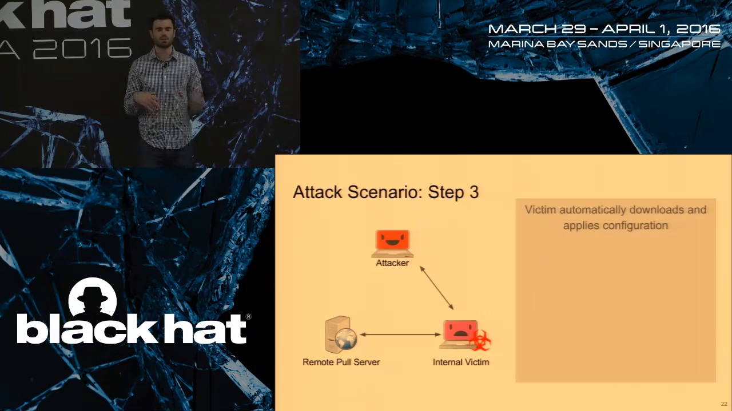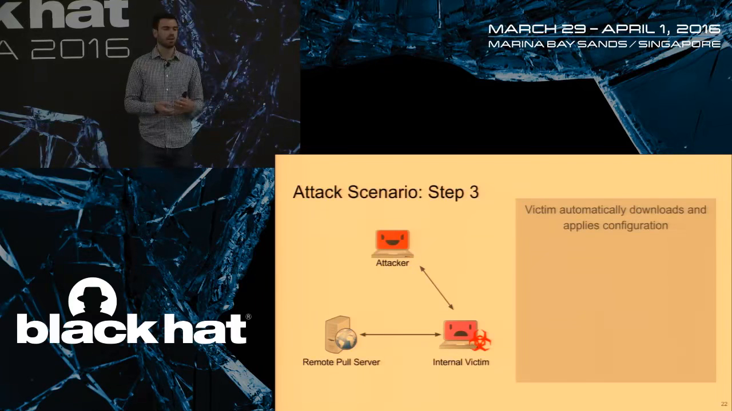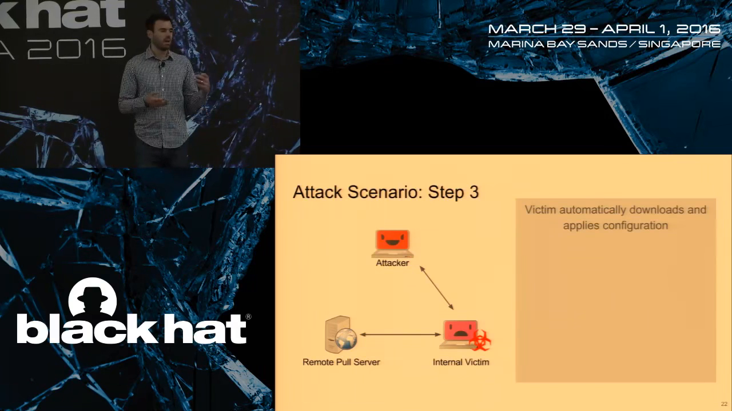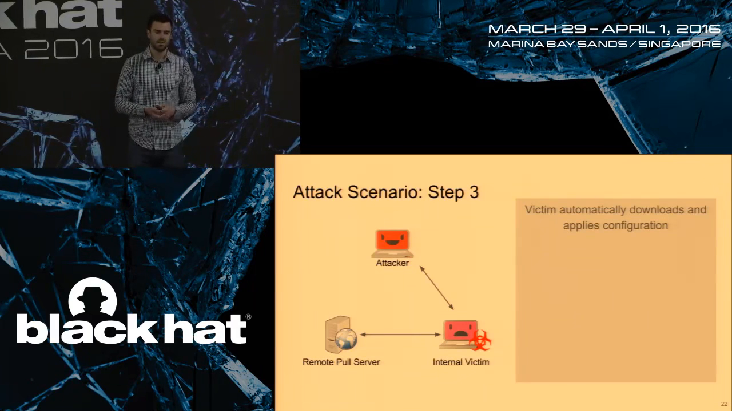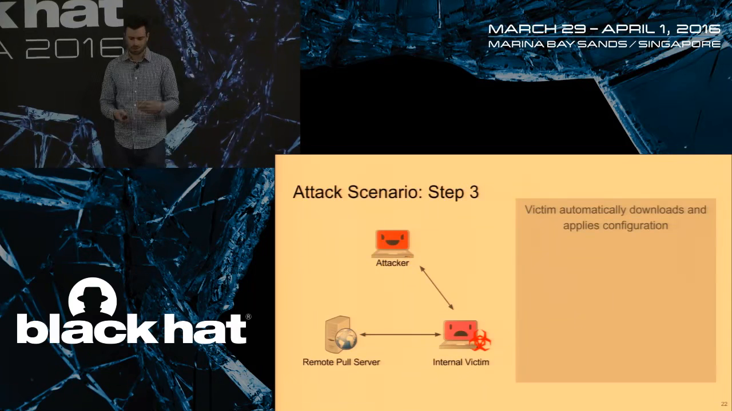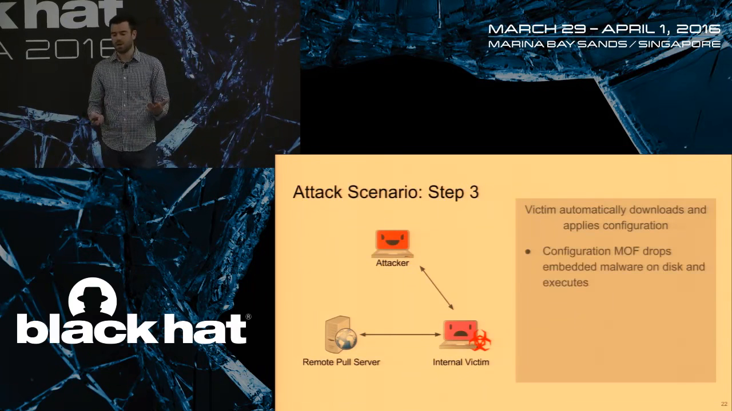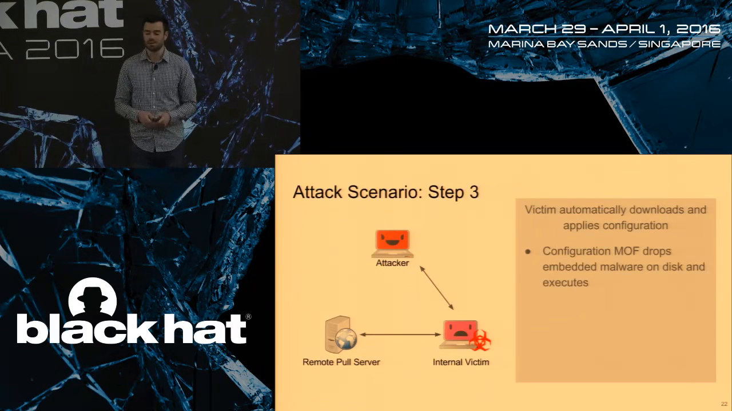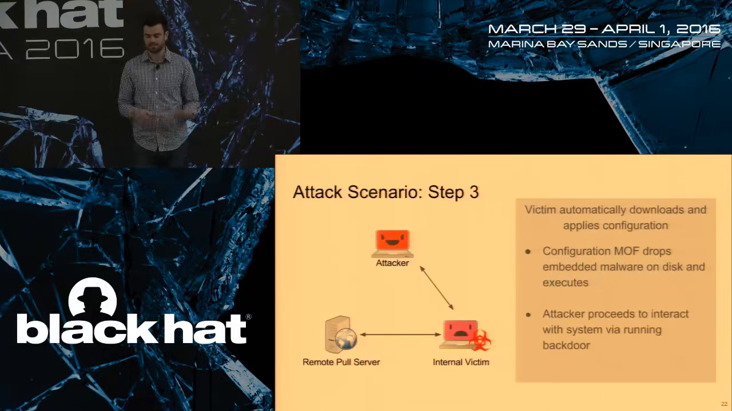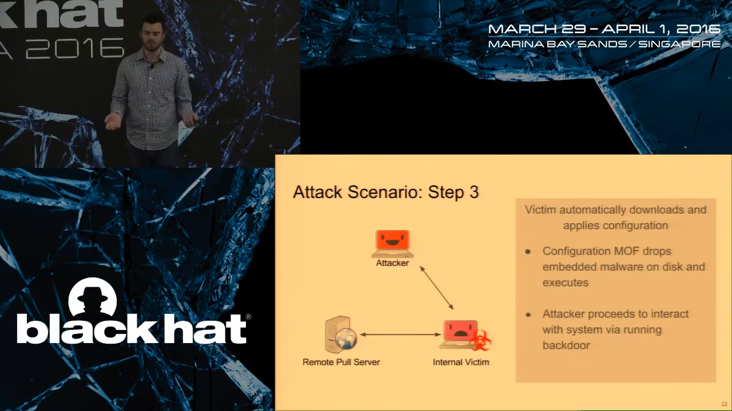So we actually wrote our own custom file resource. And so what this does is it actually embeds the file contents stored in a byte array in the configuration itself. So what that means is you don't have that secondary connection out to the internet over SMB, and we'll show you what it actually looks like when it's embedded inside the MOF. So in this case, our internal victim downloads the configuration MOF, it drops the embedded malware on disk, and it goes ahead and executes it. And now our attacker is interacting with the system via the running backdoor.